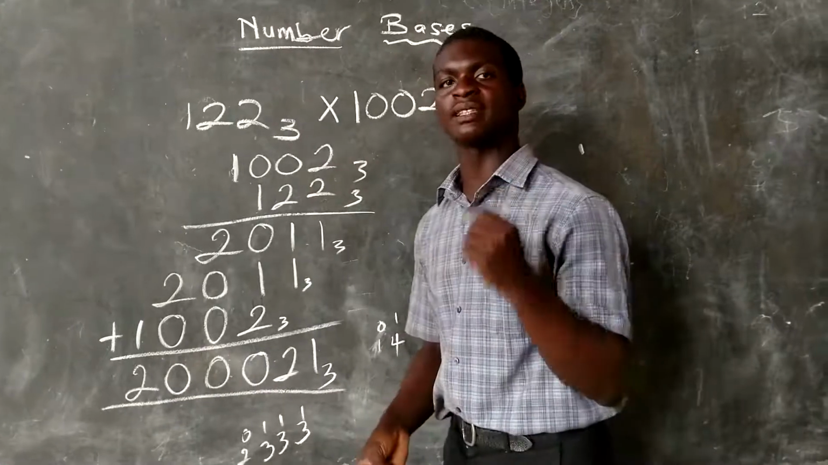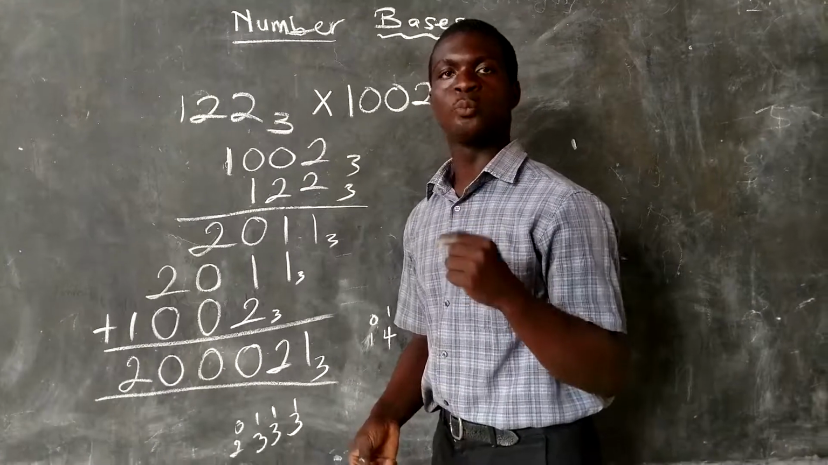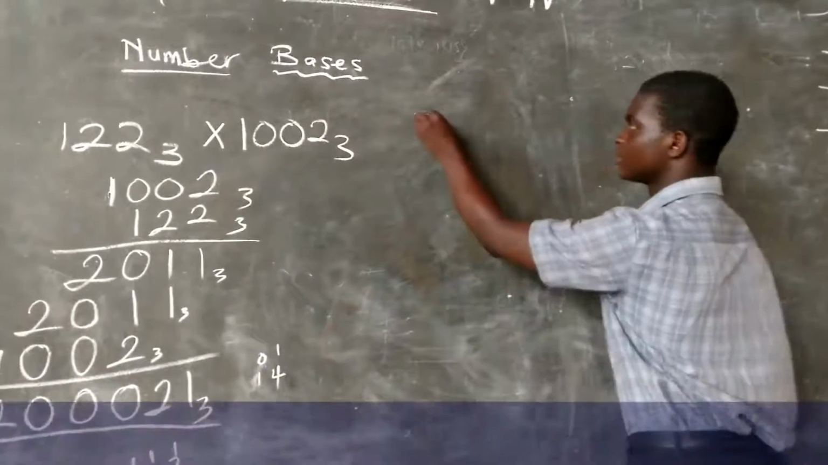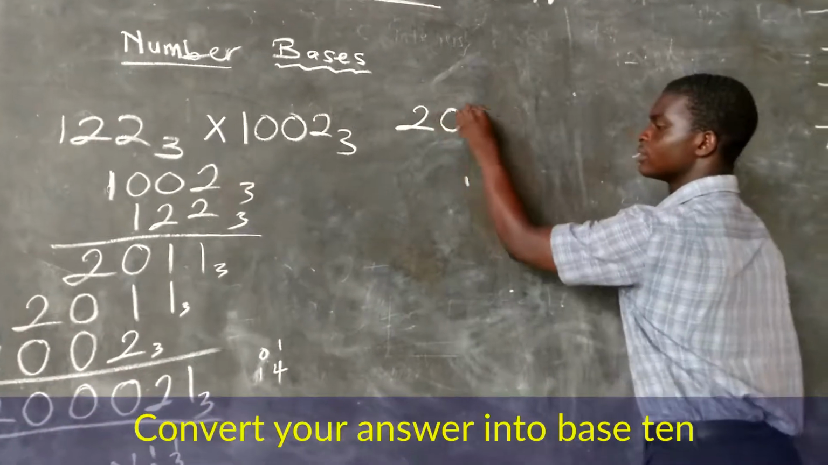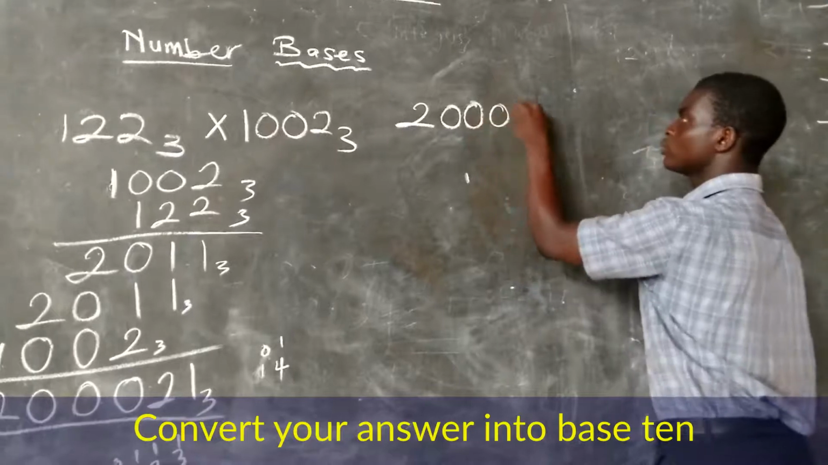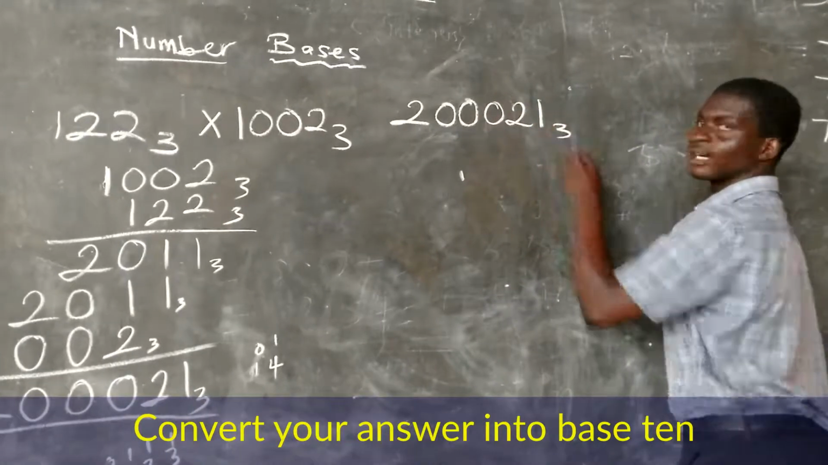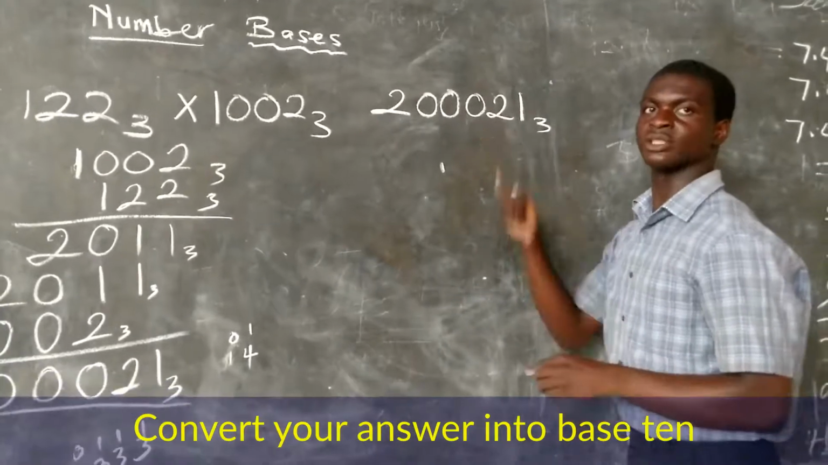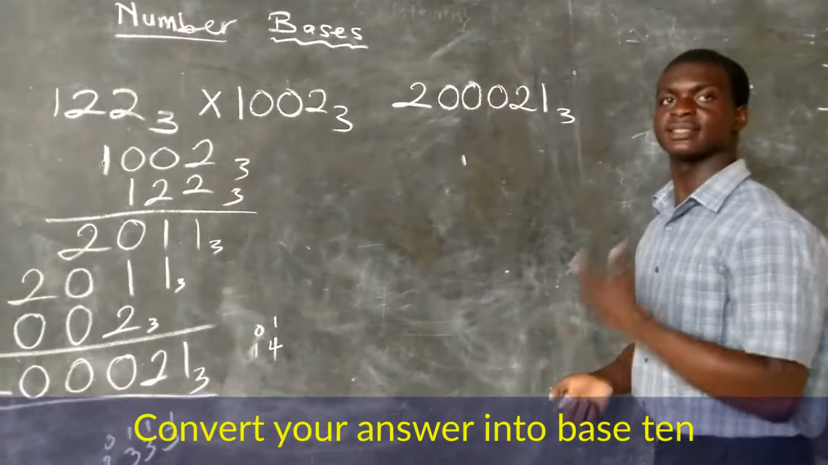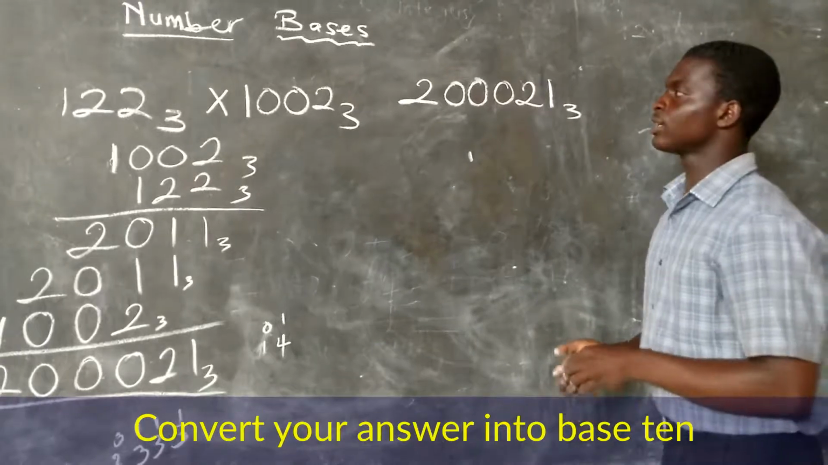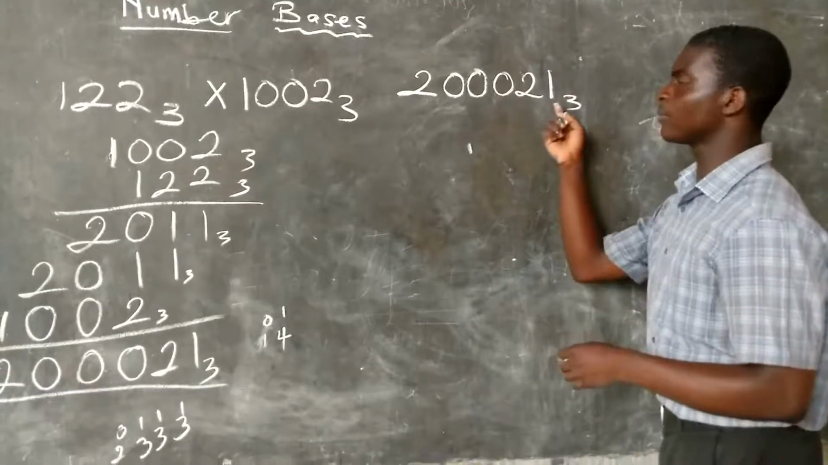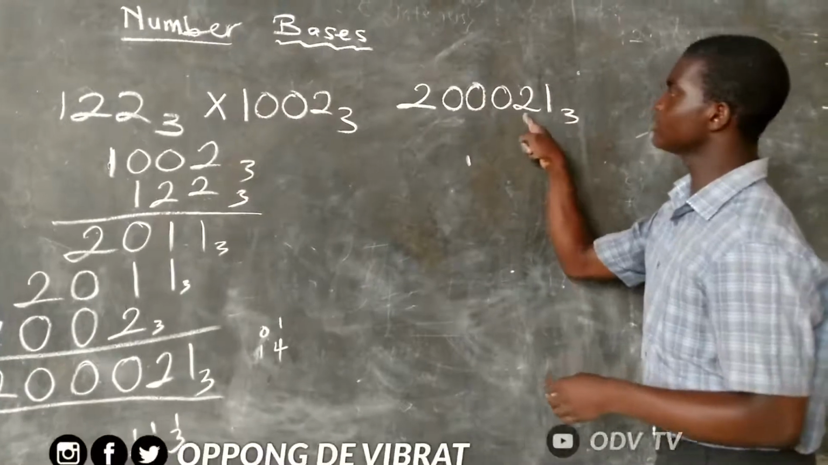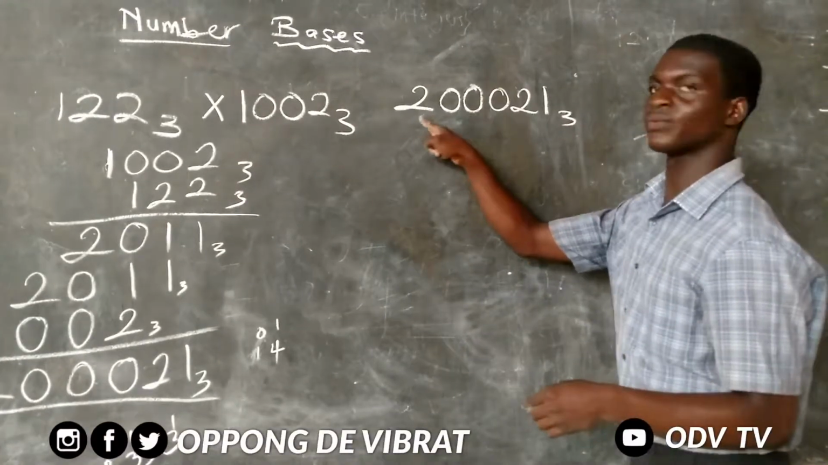We have to convert our answer into base 10. We had our answer to be 200,021 base 3. We are to convert our answer into base 10 because they said they need the answer in base 10. That was what the question said. And so we have to number them from 0 up to the last digit. So 0, 1, 2, 3, 4, 5.